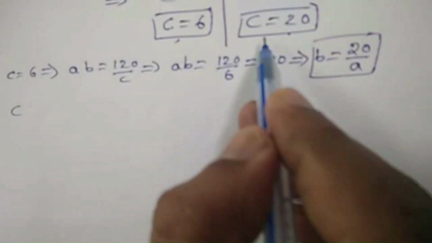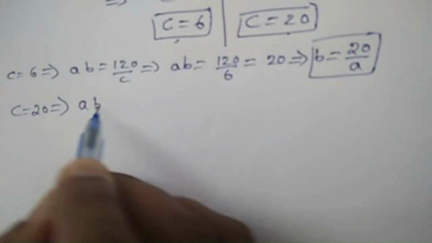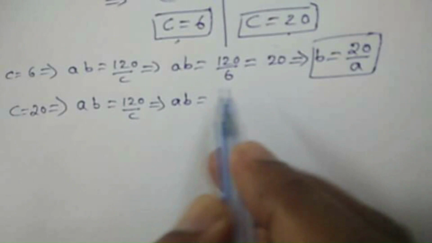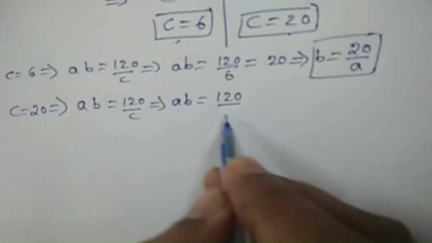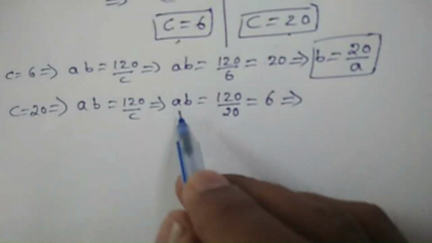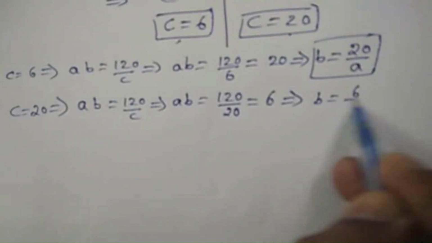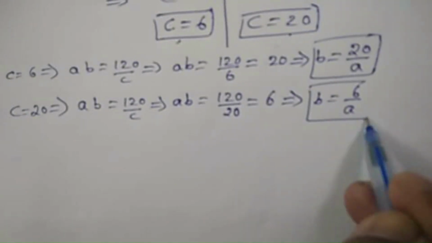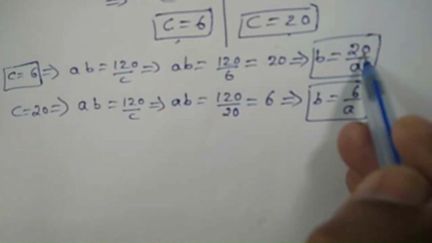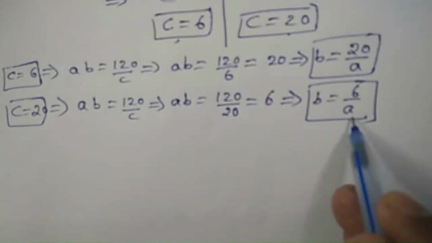Similarly, for c is equal to 20, substituted in the equation ab is equal to 120 by c. That implies ab is equal to 120 by 20, that is equal to 6. That implies, similarly, send again a to this side, b is equal to 6 by a. So for c is equal to 6, the value of b is equal to 20 by a. For c is equal to 20, the value of b is equal to 6 by a.